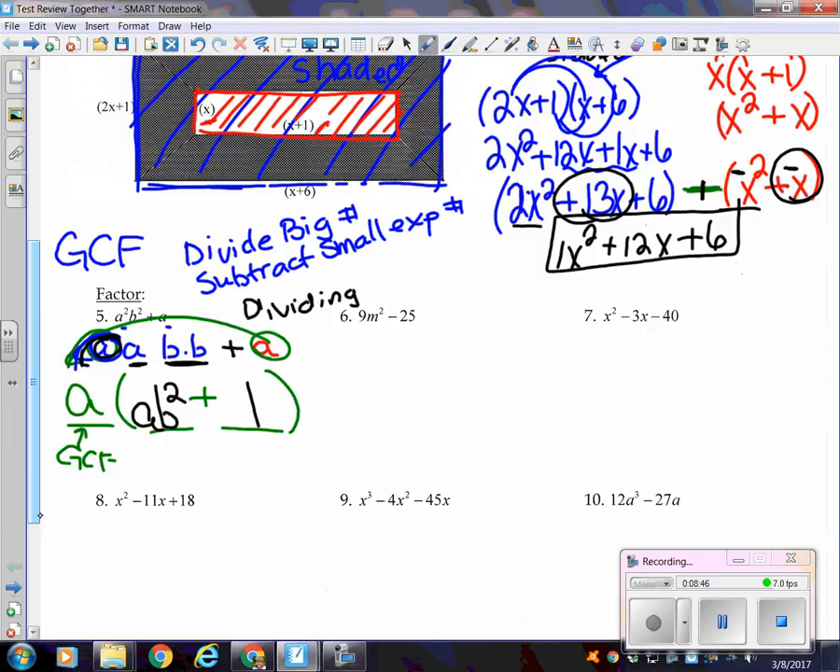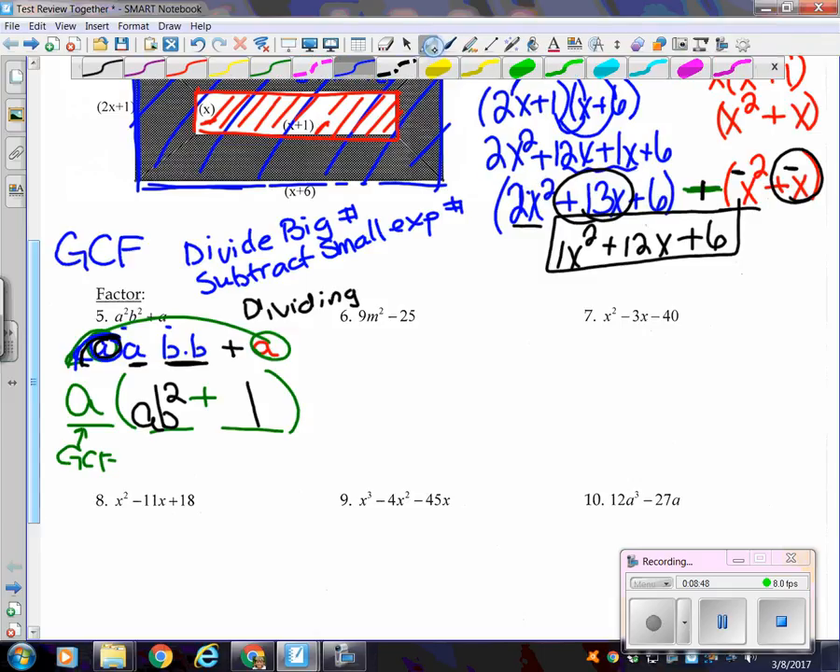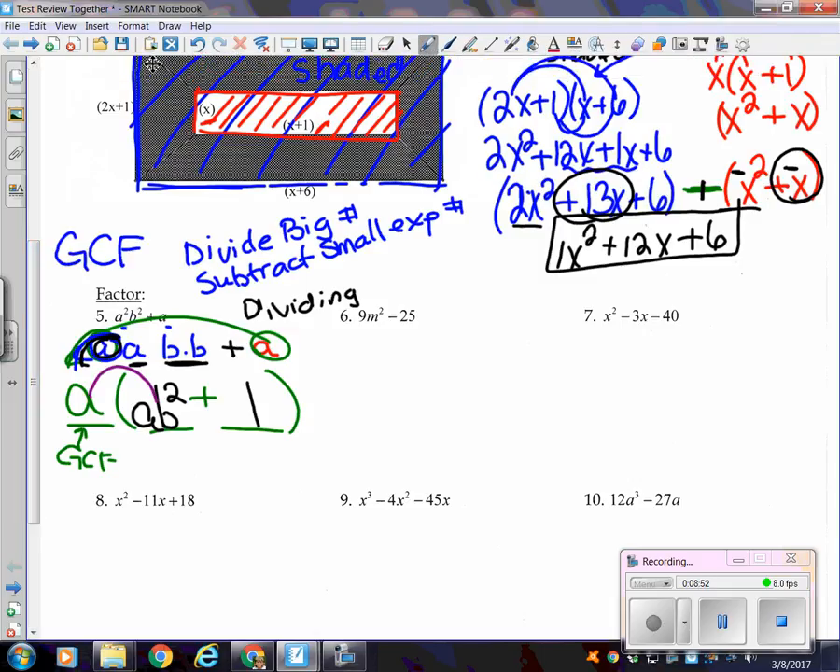Remember, how do you check your answers to see if you're right? Well, what you do is you multiply A times AB squared. And you add your A's. That would give me A squared B squared. And then A times 1 would be plus A. So there did need to be a 1 in the last part of the parentheses. So this is my first answer, A times AB squared plus 1.